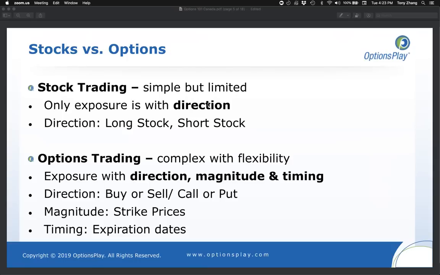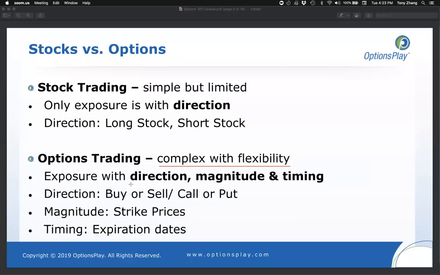When you're trading options, this is where you get a little bit more complex. But what that complexity gives you is what we call a lot of flexibility, meaning you're going to have a lot more options and you can use this for lots of different things. Because when you're trading stocks, you only have a directional exposure.